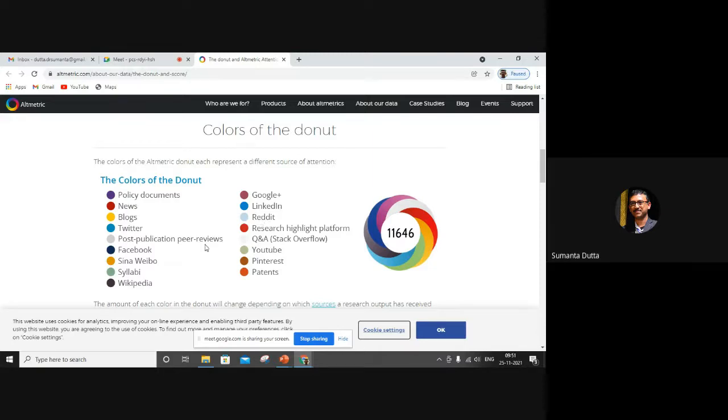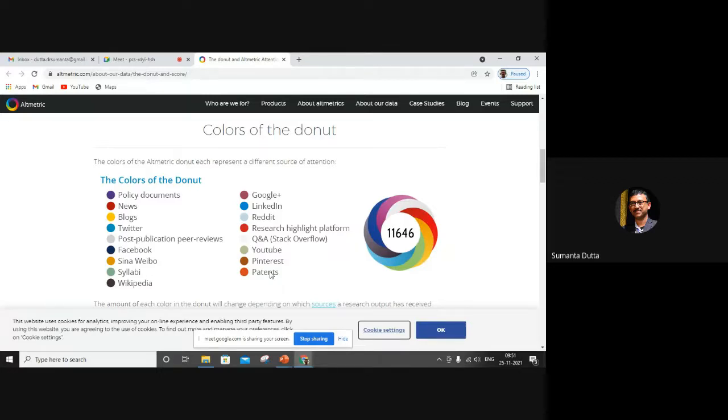For example, for blogs, they have given a weightage of 5. For news, a weightage of 8. Policy documents, a weightage of 3. Patents, a weightage of 3. Wikipedia, 3. In that way. For Google Plus or Google One, and LinkedIn, they have given 0.5.